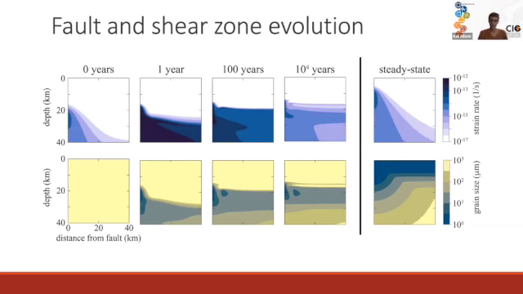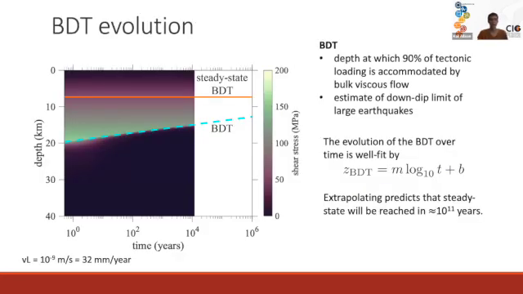And also using these simulation results, I can plot the evolution of the brittle ductile transition over time. So here the color plot is showing the evolution of shear stress on the fault over time. Time on the x-axis is in a log scale. And I've defined the BDT as the depth at which 90% of tectonic loading is accommodated by bulk viscous flow, because I found this is a good estimate of the down dip limit of coseismic slip for large earthquakes in my previous simulations. The evolution of the BDT over time is well fit by a line in log time. And I've plotted this line in cyan, and I've plotted the steady state BDT in orange.